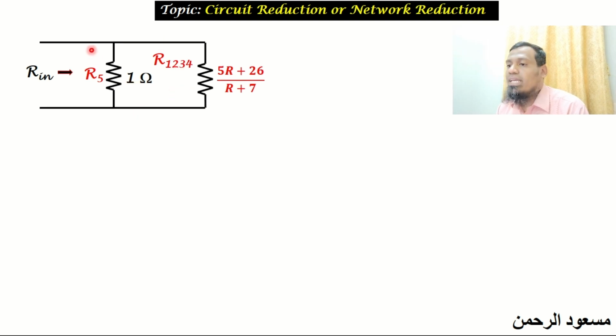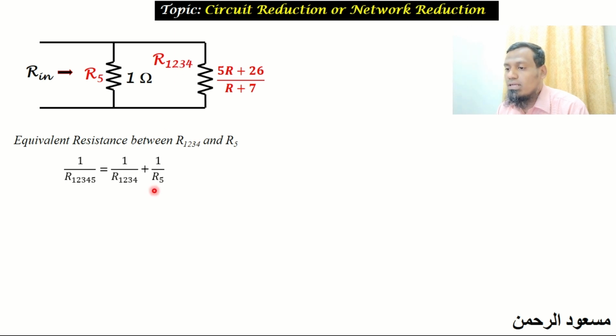The current which is entering into the network will come up to this point, and after this point, as we discussed, it will bifurcate into two parts, one through R5, another through R1234. So these two are connected in parallel. The equivalent resistance between the parallelly connected two resistances is 1 by R12345 equal to 1 by R1234 plus 1 by R5, as shown to you here.